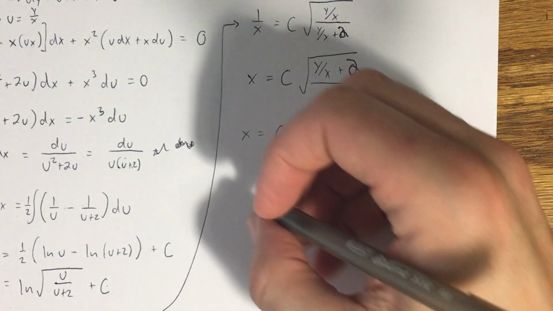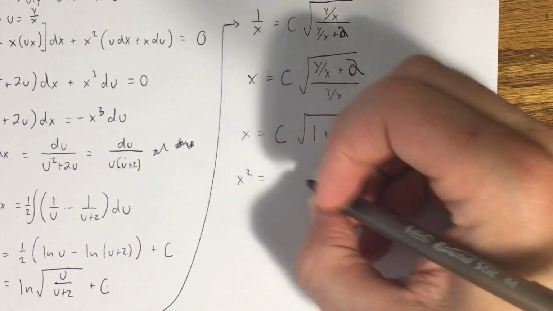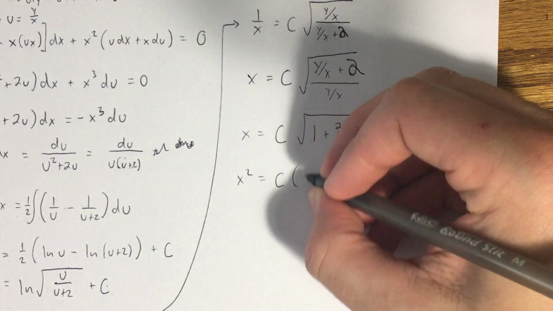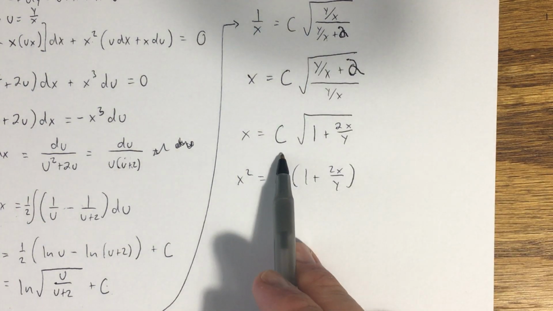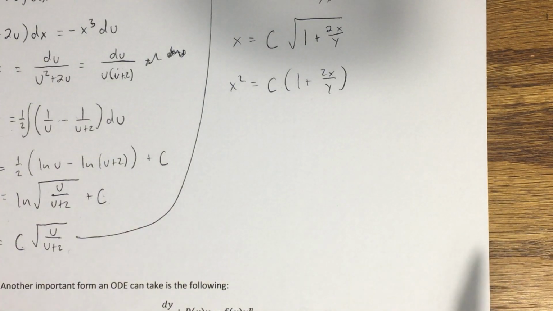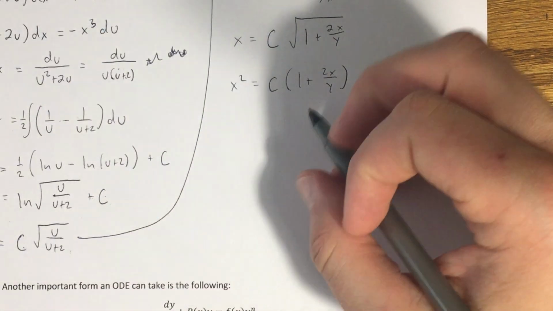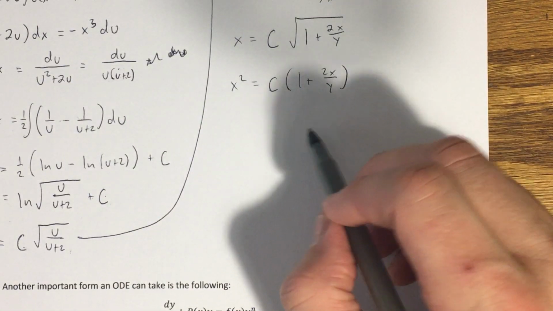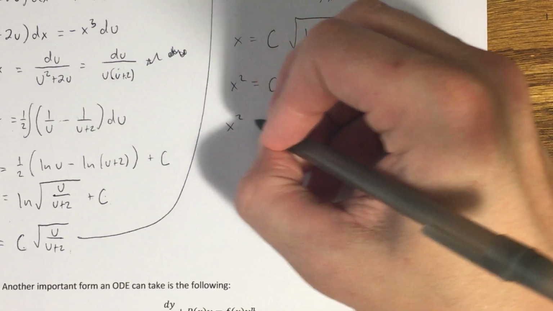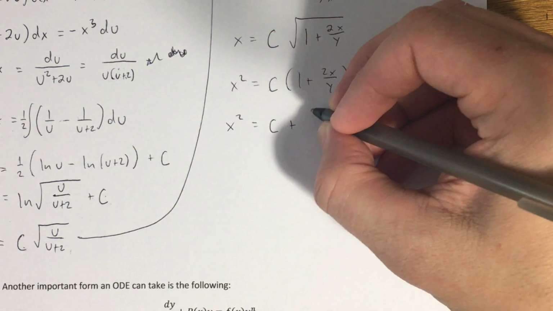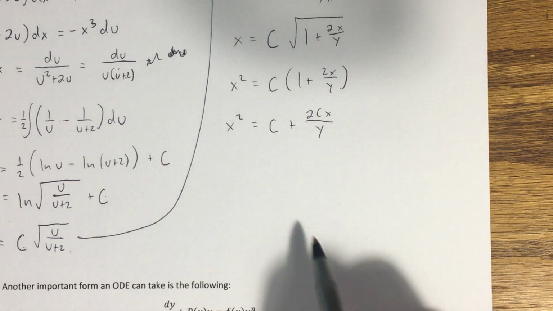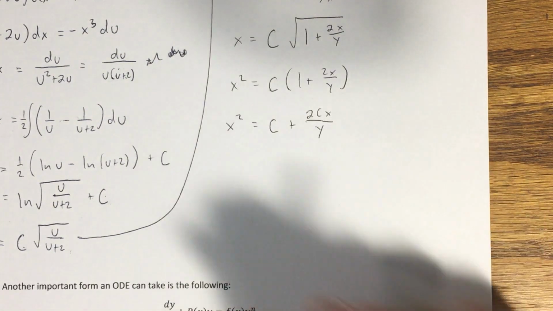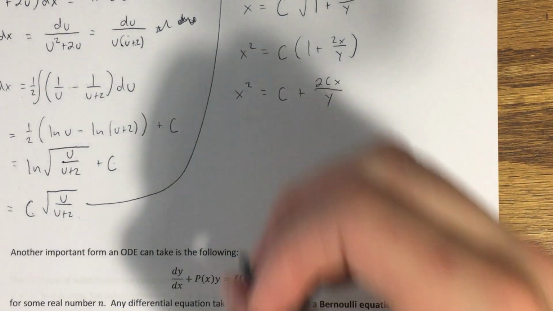Squaring both sides, I'll get x squared equals c times 1 plus 2x over y. Remember, squaring the c is technically c squared, but it's just an arbitrary constant anyway, so I'm going to keep calling it c. Distribute the c in and start solving for y. I'm going to get x squared equals c plus 2cx over y, and then we're going to do a little solving here. What we end up with after some algebra is going to be this.